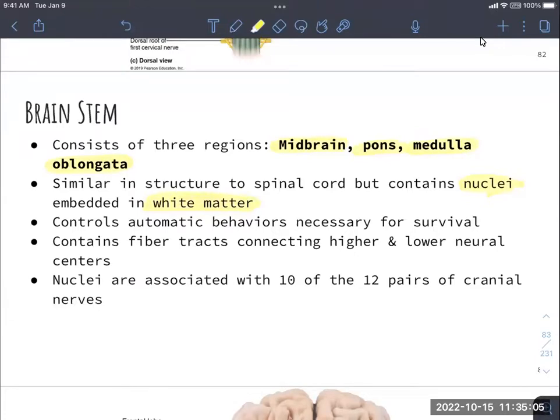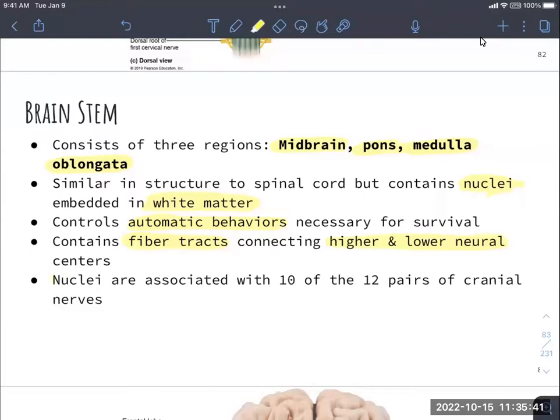Your brainstem handles automatic behaviors for survival. Remember I talked about before, breathing and heart rate. That's all controlled in your brainstem because you need that for survival. It also has fiber tracts, because fibers go through the midbrain, or through that brainstem, as they go up to the brain. So that's how we connect the brain or the spinal cord to the actual cortex.